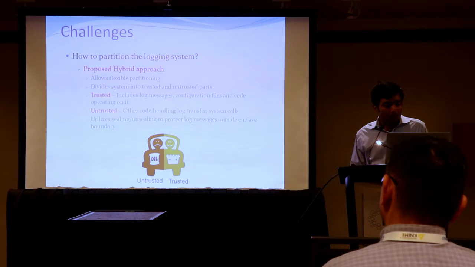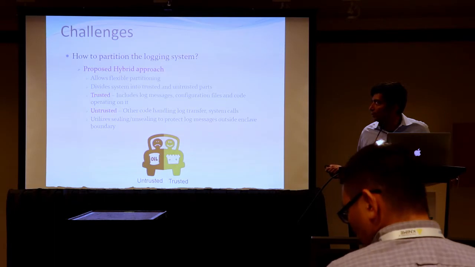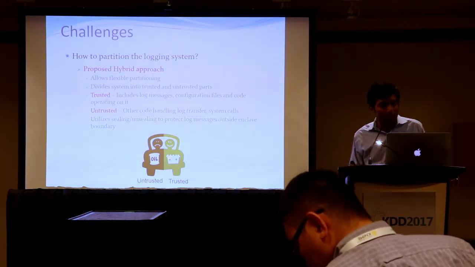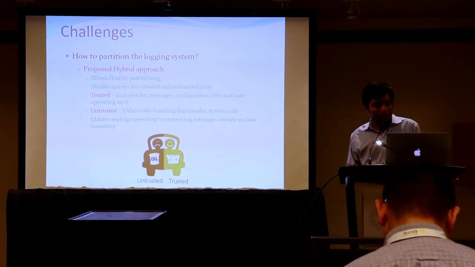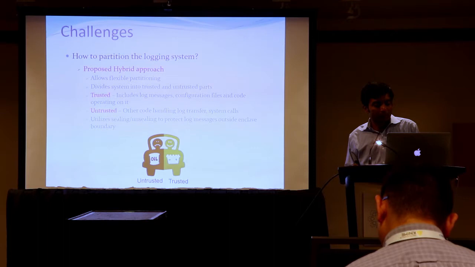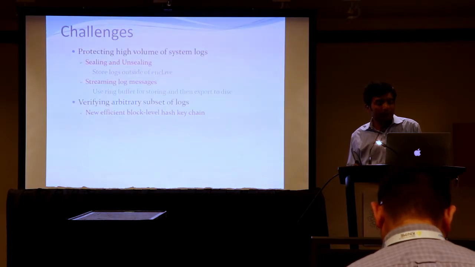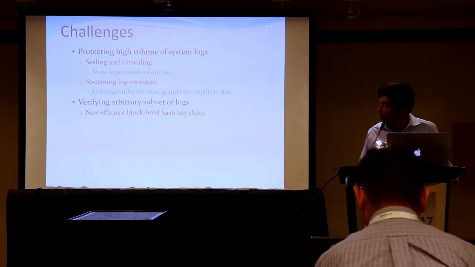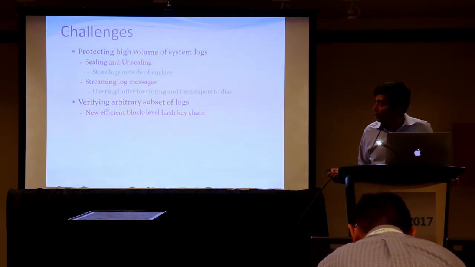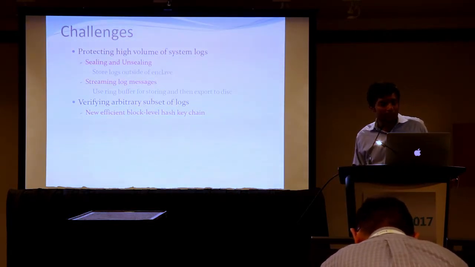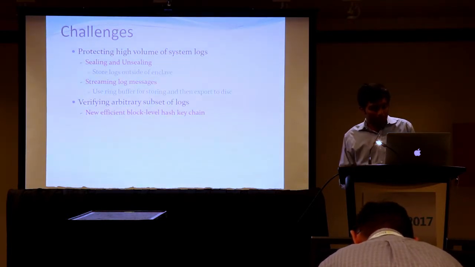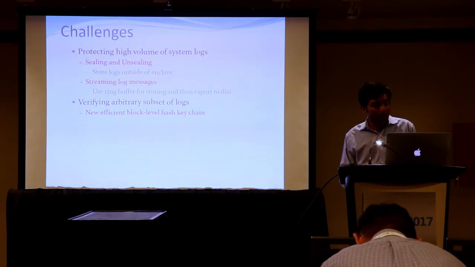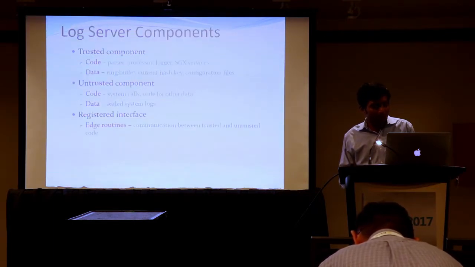So the authors proposed a hybrid approach. They identify the trusted part and the untrusted part. They identify the log messages, configuration files, and the code that will be put into the enclave, and the untrusted part will go to typical memory. To protect the high volume of system logs, they use sealing and unsealing. For streaming, since the log messages are continuously coming, the authors implemented a ring buffer. And for verifying an arbitrary subset of logs, whether tampering happened or not, they use the block-level hash key chain.